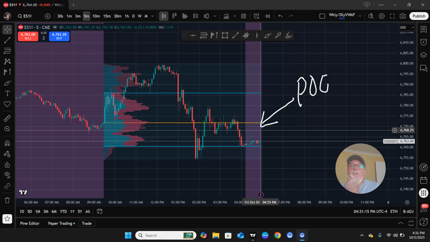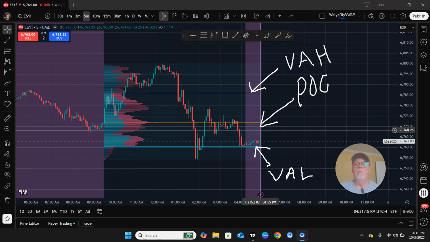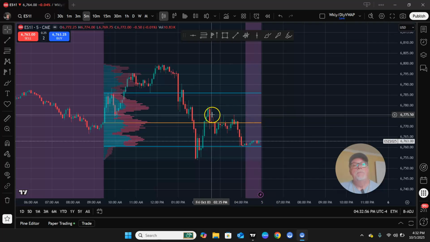Yes, this is our point of control. This would be our value area high, or VAH, value area high. That's this right here. And then this area here is our value area low. Okay?